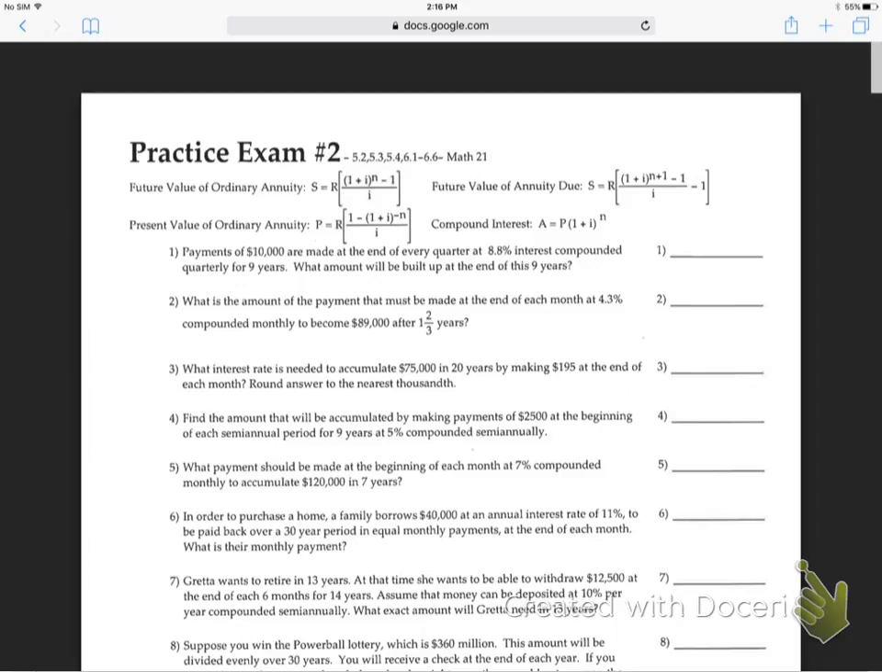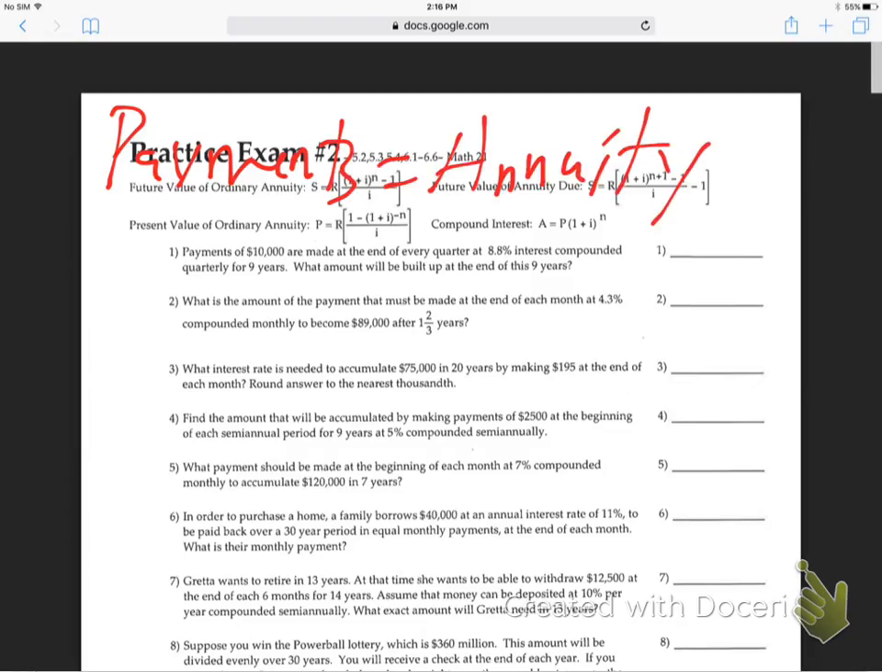Let me give you a couple big rules to know. First off, payments: whenever they talk about payments, that's an annuity. An annuity means payments. So if you read any problem and they go blah, blah, blah, regular payments, you know you're supposed to use one of those three annuity formulas. Payments equal annuity.